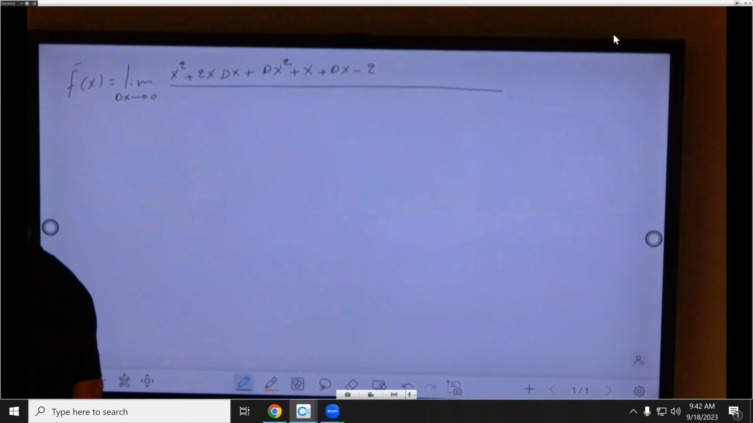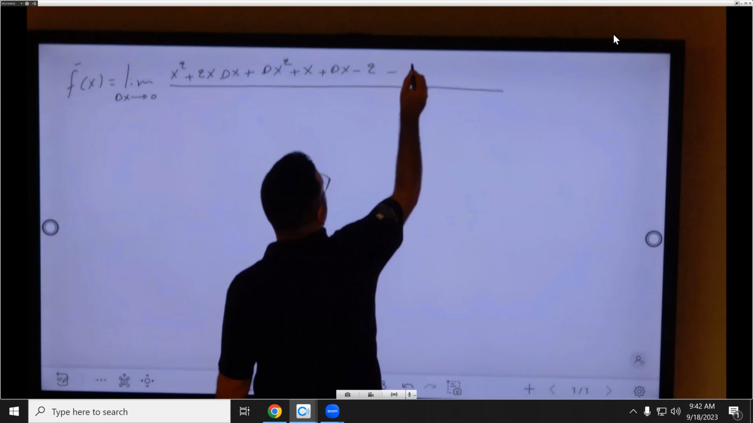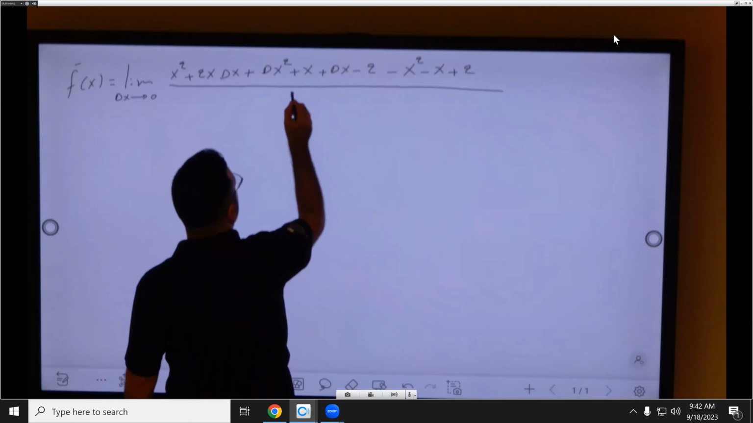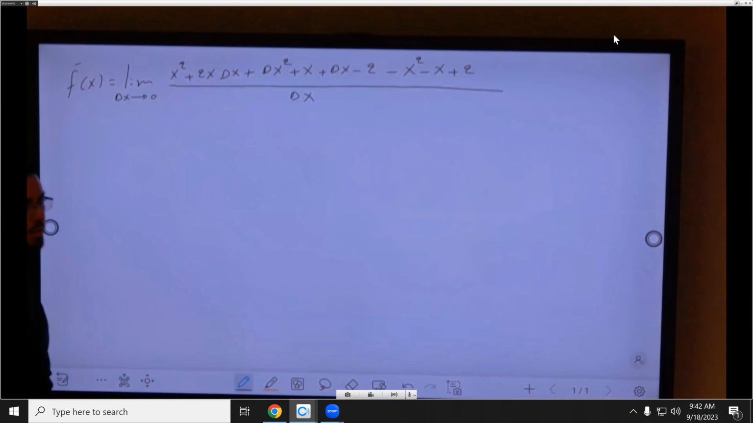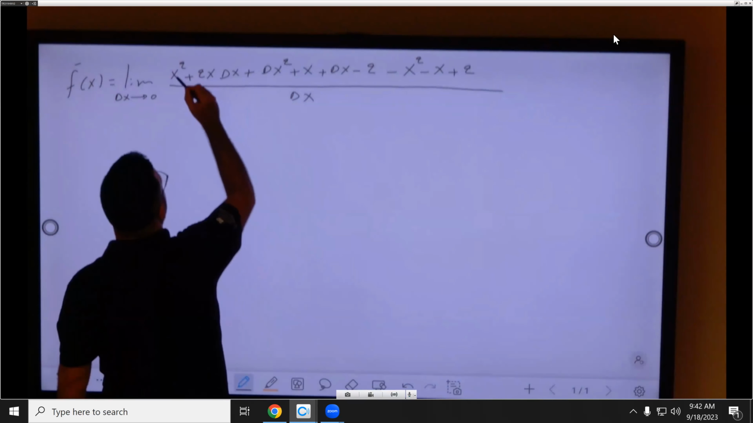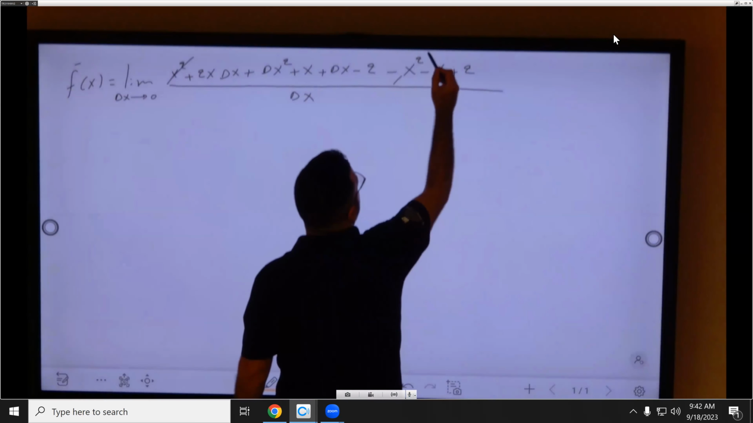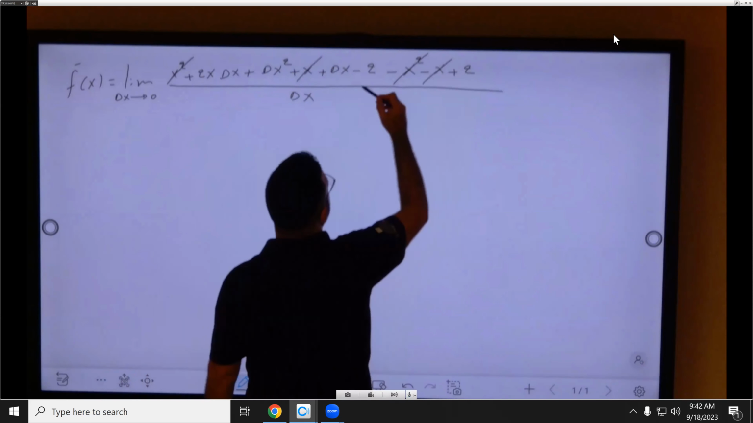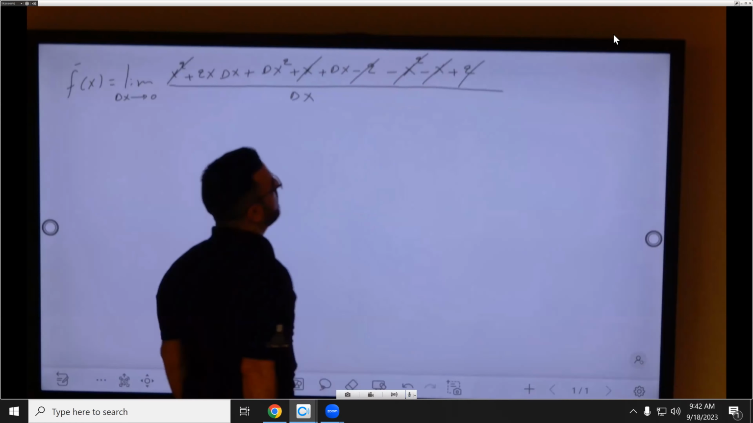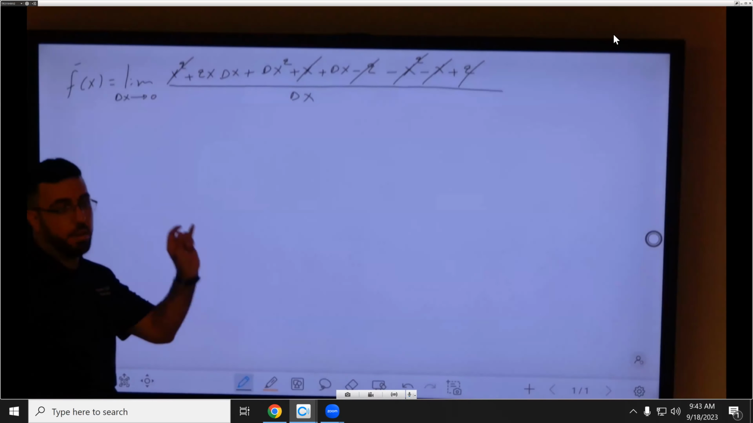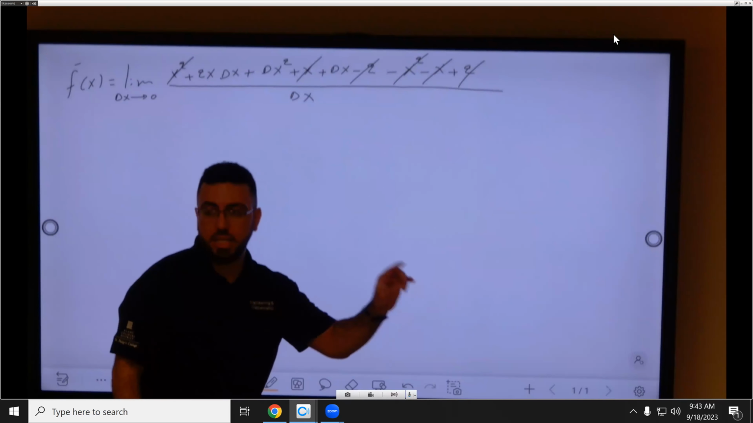Distribute the negative sign. Okay. So it's going to be negative x squared minus x plus 2, everything divided by delta x. Check. Our goal is to keep the terms with the delta x. That means this one is going to cancel with this one. Yes or no? What else? x, negative x, this one, and this one. If you still have a number or a term without delta x, that means you have something wrong.